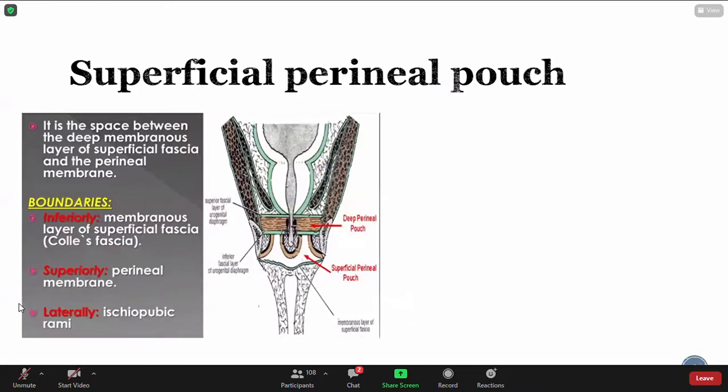Okay, next slide. So here is a clearer picture. First line, second line, third line: the superficial fascia, the inferior fascia or perineal membrane, and the membranous fascia of the superficial fascia. So 1, 2, 3. So the deep pouch and the superficial pouch. The superficial perineal pouch is the space between the deep membranous fascia and the perineal membrane. So the boundaries, just read on this, okay? That's very important to me.